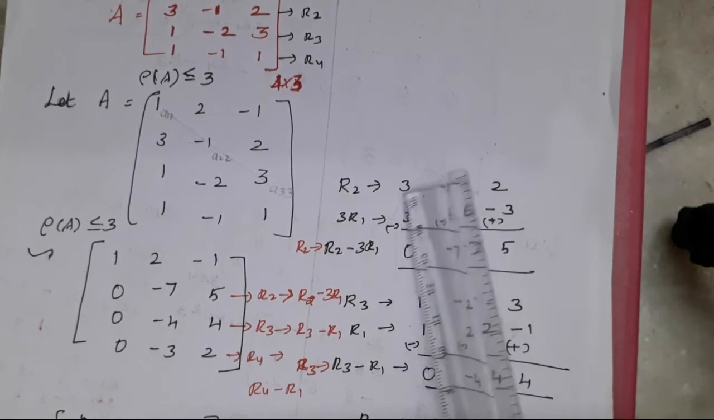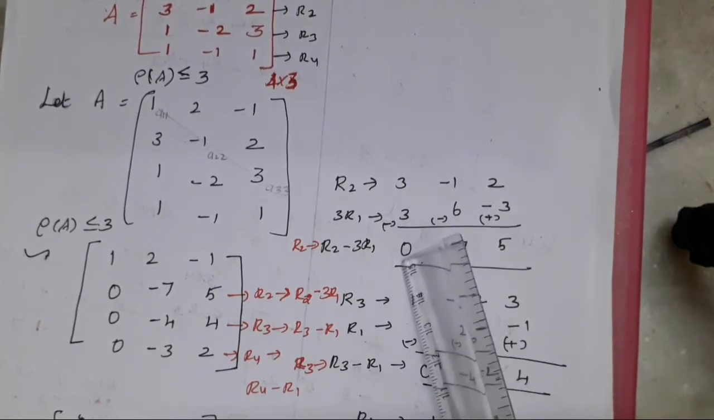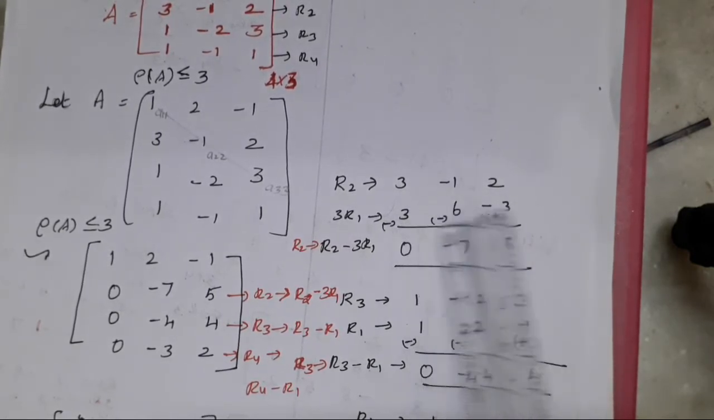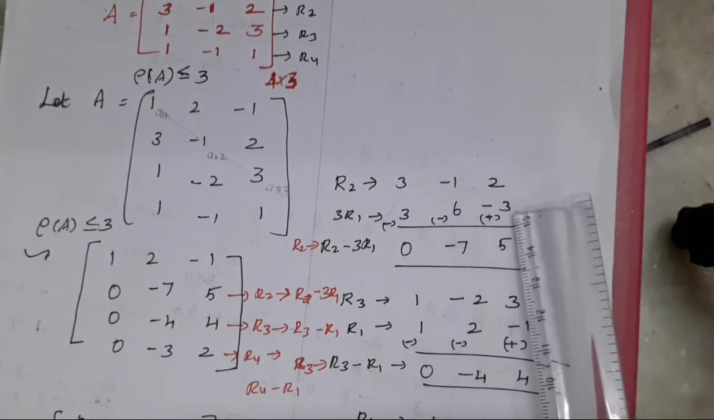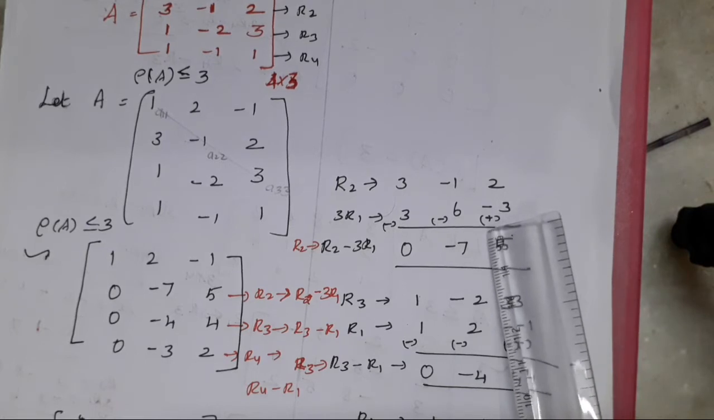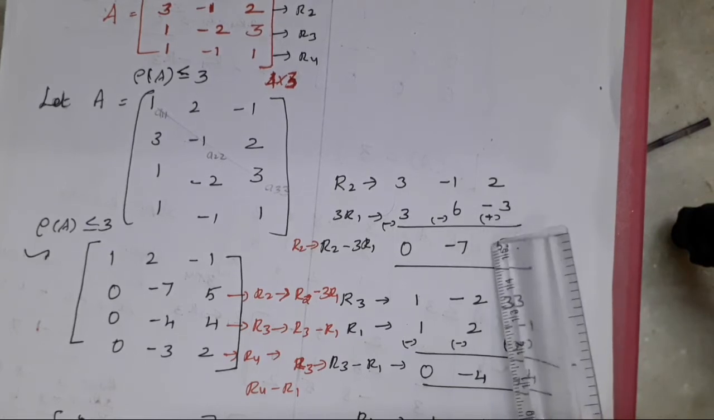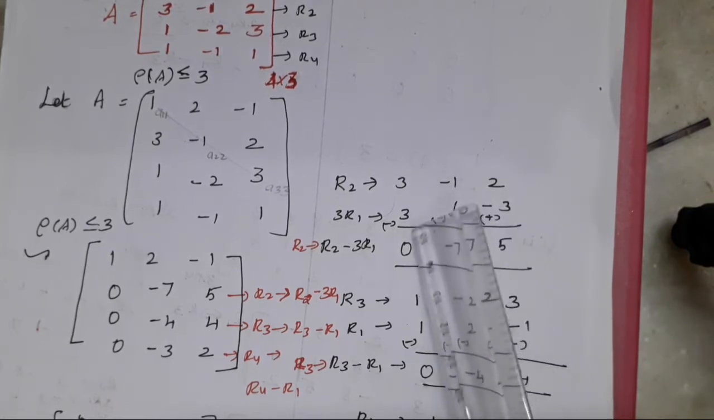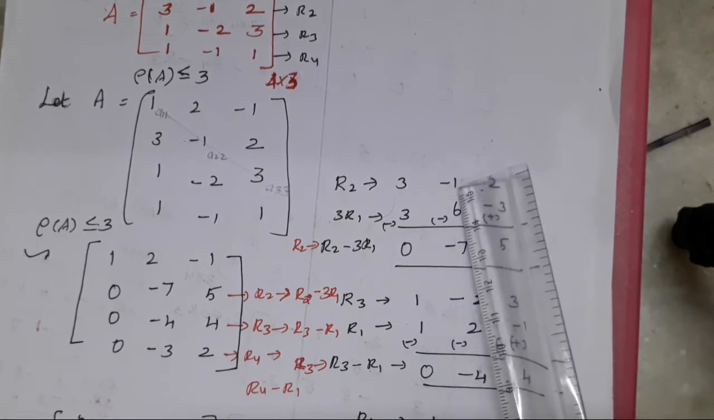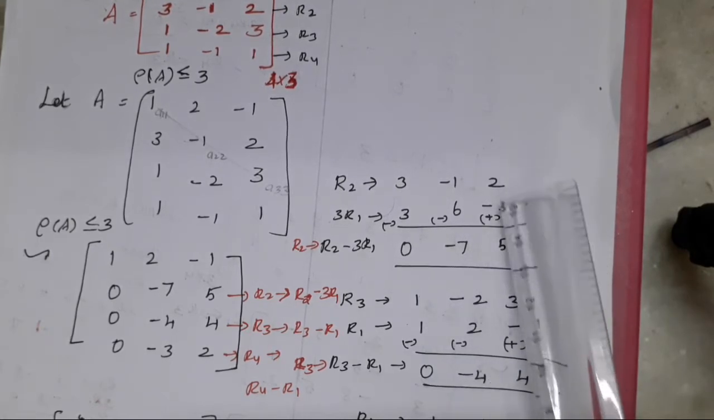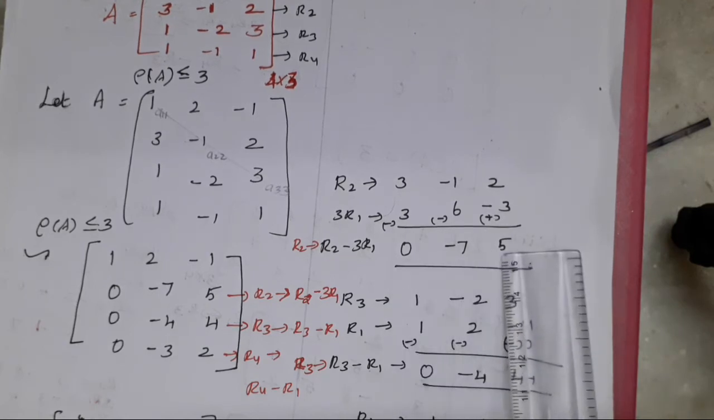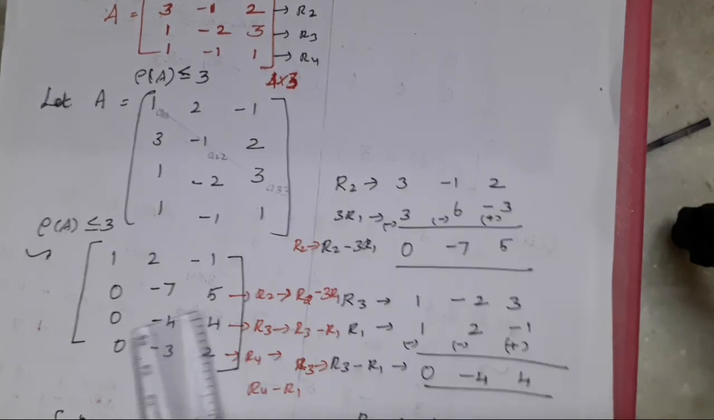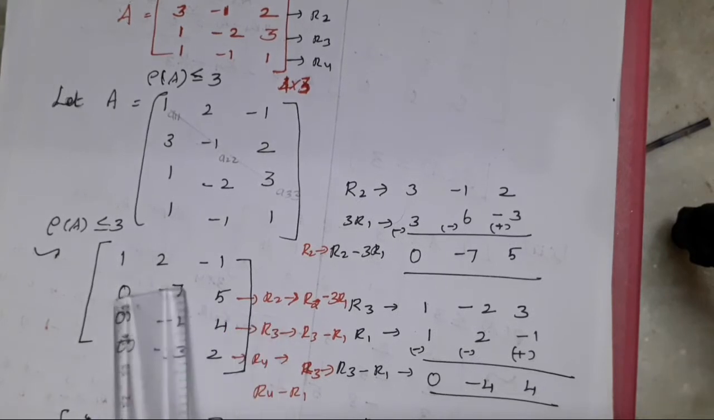Now subtract. 3 minus 3 becomes 0. When you subtract, change the sign: plus 3 becomes minus 3, plus 6 becomes minus 6, minus 3 becomes plus 3. So 3 minus 3 is 0, minus 1 minus 6 is minus 7, and plus 3 plus 2 is plus 5. Write the step: 0, minus 7, 5 in the second row.